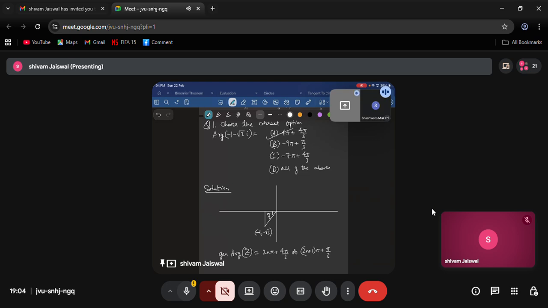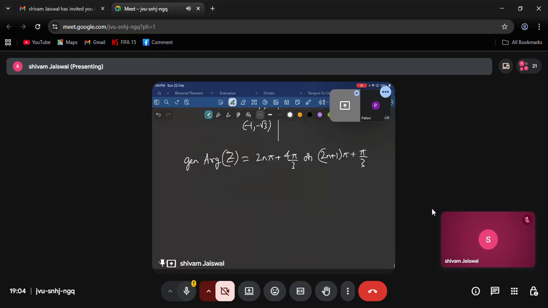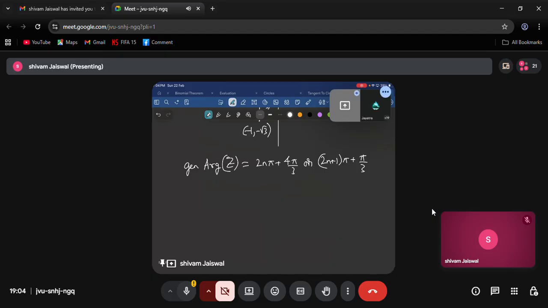In which option are you finding an odd multiple of pi plus pi by 3? Option B. So option B is also correct. What do you think? Is option C correct? No. Is it clear to everyone? Those who are online, Anvesha, Agniva, Pallavi, did you understand? Gayatri, Roshan? Yes, sir. Ankit, is it clear? Yes, sir, clear. Okay, next.